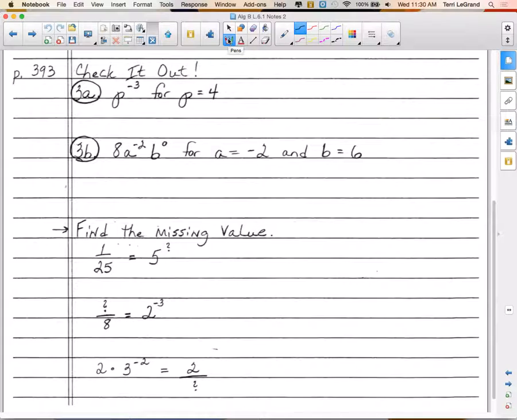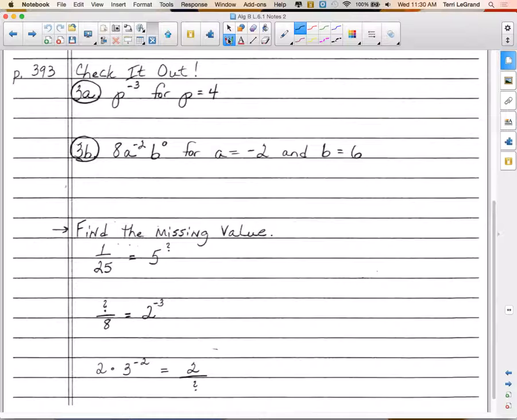We have the same learning goal that we had yesterday. As we continue on in these notes, we're going to be able to evaluate expressions that contain 0 and or negative exponents. And note what does it say in the parentheses here? Without a calculator. So we don't want to use our calculator, we're going to use the properties that we know instead. So we've already learned those yesterday.